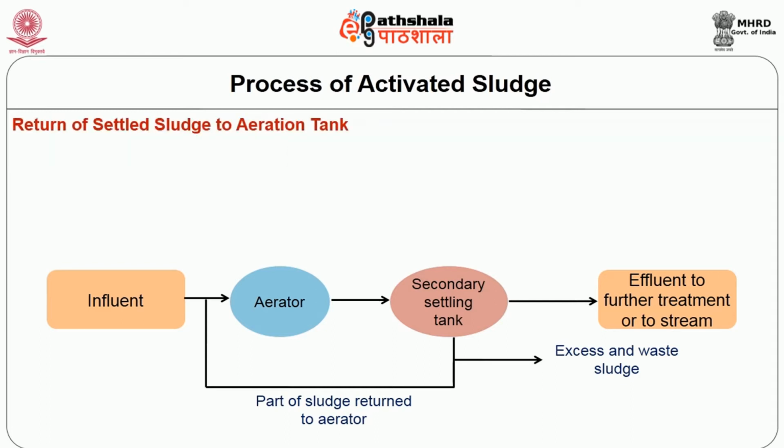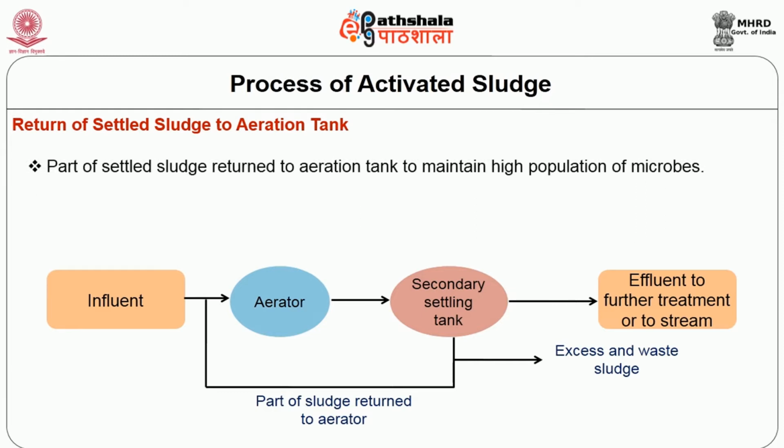Now, the fourth step is the return of settled sludge to the aeration tank. Part of the sludge which comes out of this process is returned to the aeration tank to maintain a high population of microbes. This portion of floc which is returned is called the return sludge.